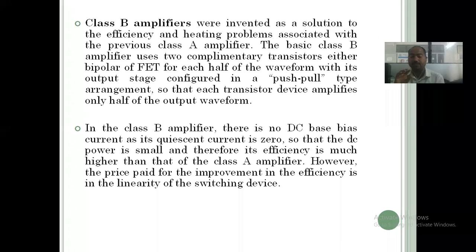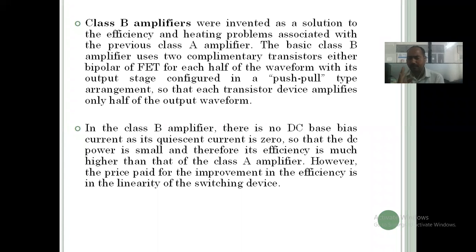Sometimes why does this happen? Because when we increase the efficiency, another effect on this type of configuration is that whatever input is applied does not appear as it is at the output. The effect of not applying any DC signal is that the output coming is not linear. Meaning, the input we apply, we don't get it as it is at the output. So there is an effect of increasing efficiency, but there is a reduction in linearity.